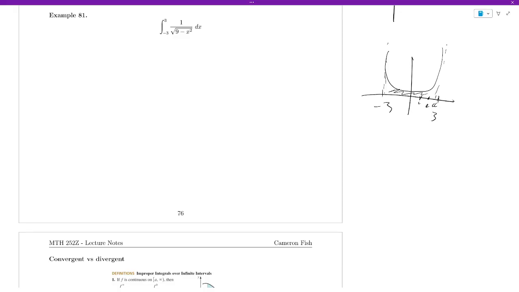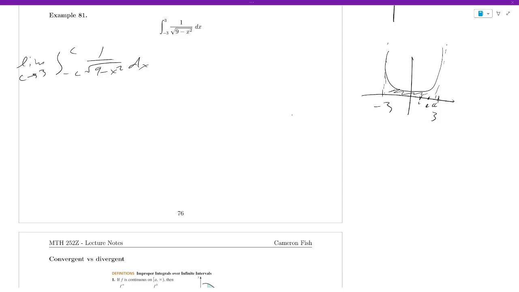Because of the symmetry, it's negative 3 to 3, I can actually make this negative c to c, and then the plan is to take a limit as c goes to 3, and this should work out. So let's see, 1 over square root of 9 minus x squared dx. Cool, so that is an integral that we can do. Let's just focus on doing the integral.